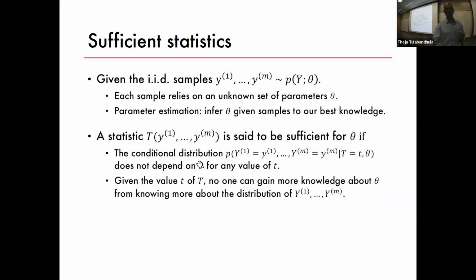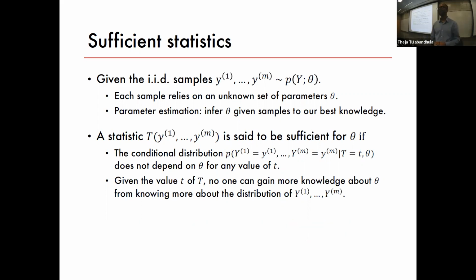Instead of thinking of this conditional distribution expression, what we want to say is that given t, we cannot gain more knowledge about theta from knowing more about the distribution of these random variables. So t is enough to get theta, and it's not like knowing the original data set would let you estimate theta better. That's why this is a sufficient statistic. Let's go with that working definition.